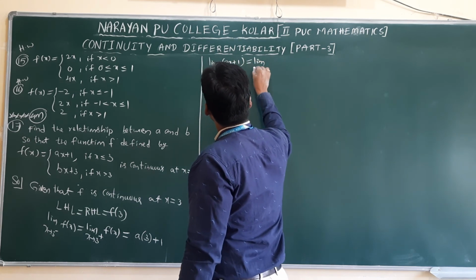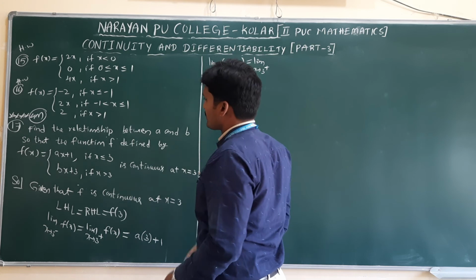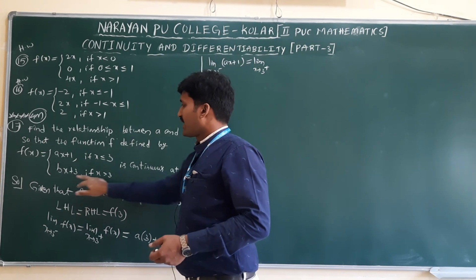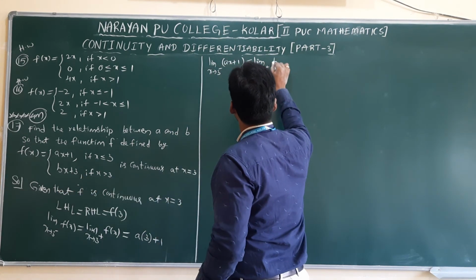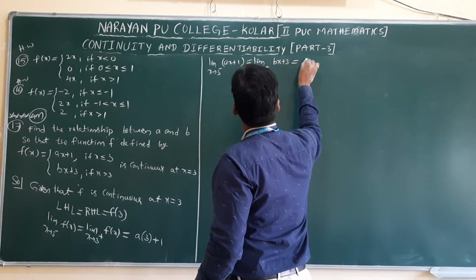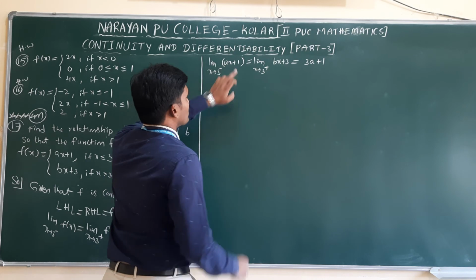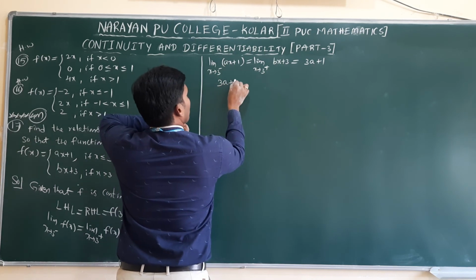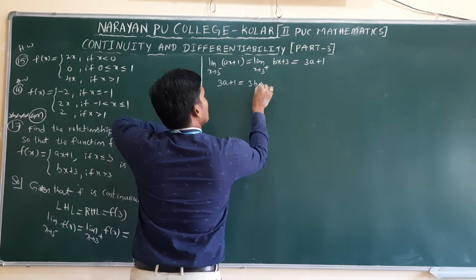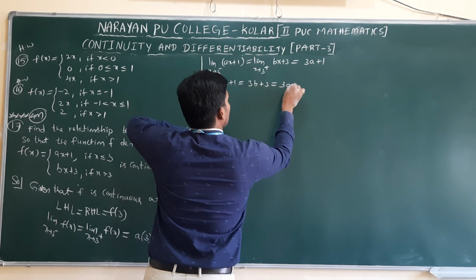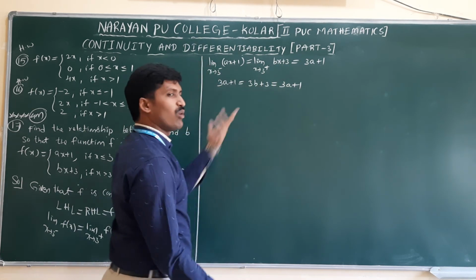Equal to limit x tends to 3 plus. 3 plus means x is greater than 3. Greater than 3, what is the function? bx plus 3, equal to f of 3, already what is that? a into 3, that is 3a plus 1. Substitute x value 3 here: 3b plus 3 equal to 3a plus 1. 3a plus 1 is repeated two times, one time is enough.